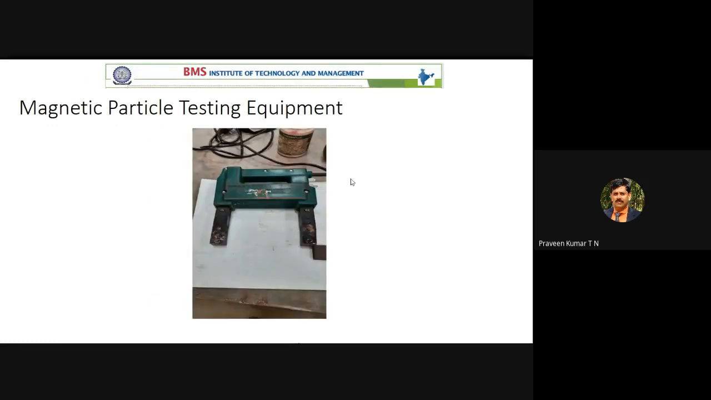This is the magnetic particle testing equipment. It is referred to as PPT. Is it visible?